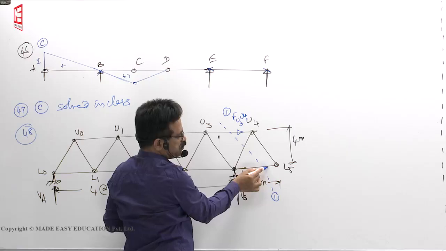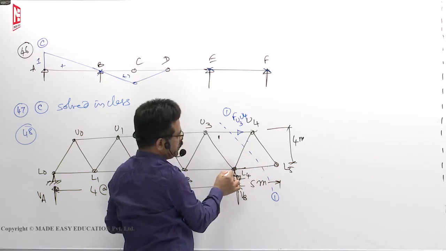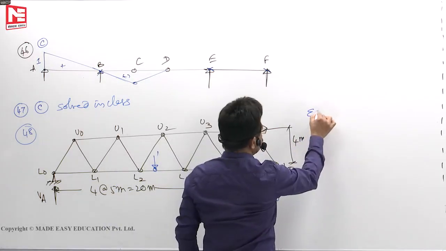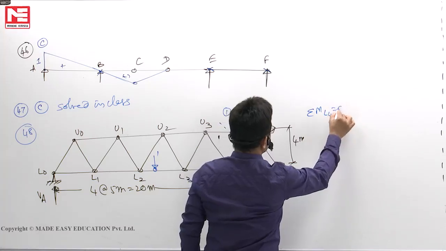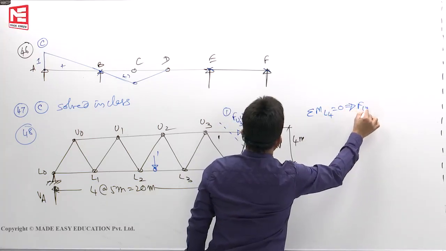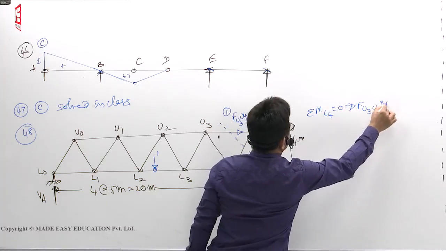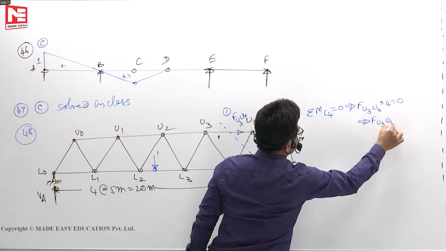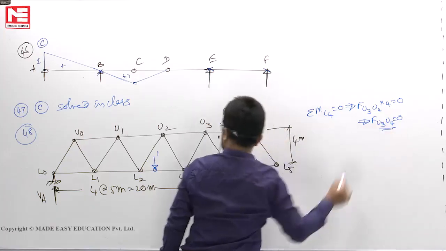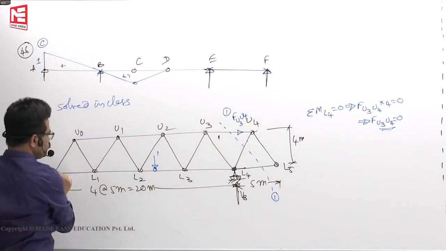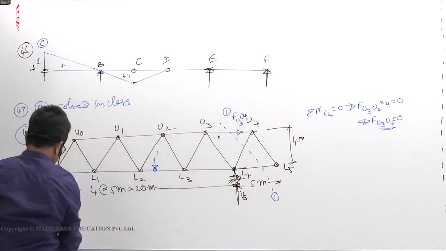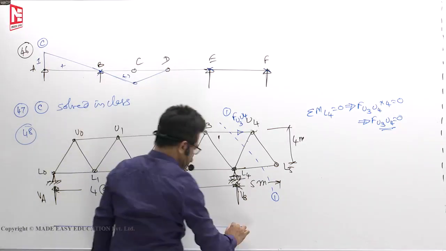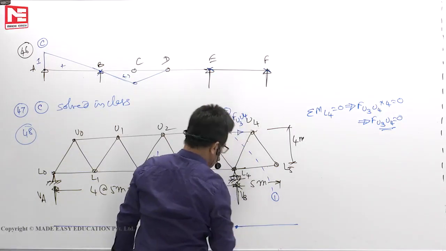These two are cut members. Cut members are meeting at L4. If I take moments of all forces about L4 equal to 0, F U3 U4 into 4 is equal to 0. That means F U3 U4 is equal to 0. That means for all positions of the load between L0 to L4, it should be 0. Straight line, that's all. Up to here, over.